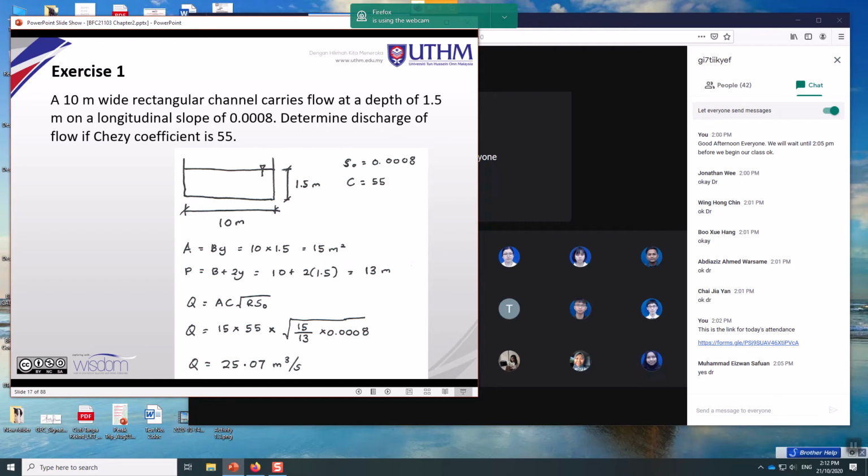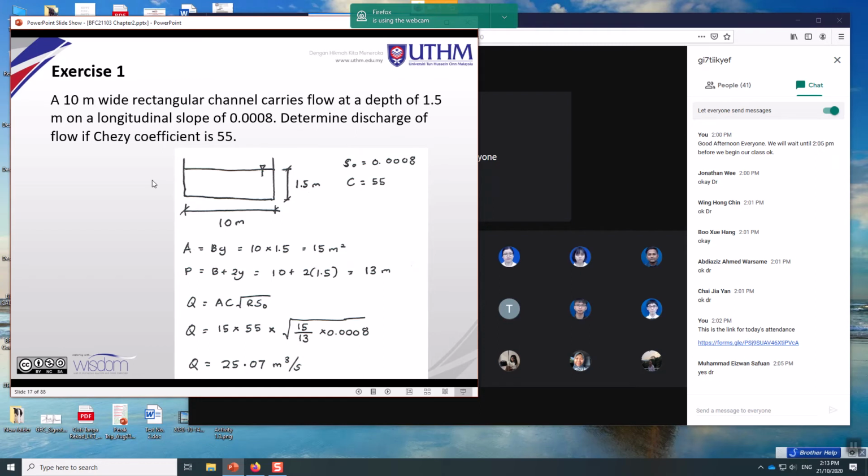So ignore Manning already. You are going to solve it using the Chazy equation now. In order to solve the Chazy equation, you have to know the values of flow area, hydraulic radius, S naught, and of course Chazy is given. First, you have to solve for the flow area and wetted perimeter, because the question already has given you S naught and C. Therefore, the first thing that you have to do is solve for flow area.